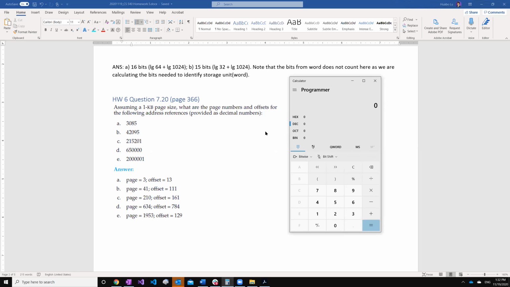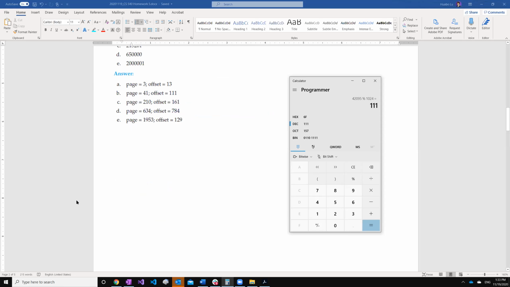If you don't have it, then maybe you would just do some multiplication to figure out the number. To the next one, 42095 divided by 1024, and you get 41 as the page number, and 42095 mod 1024 gives you the offset. The offset is 1111 here. To me, this question is fairly straightforward, and I hope you get it right. Any questions on that?